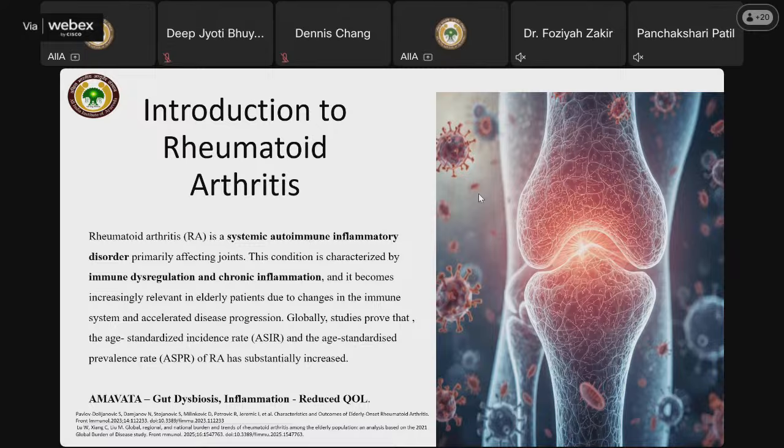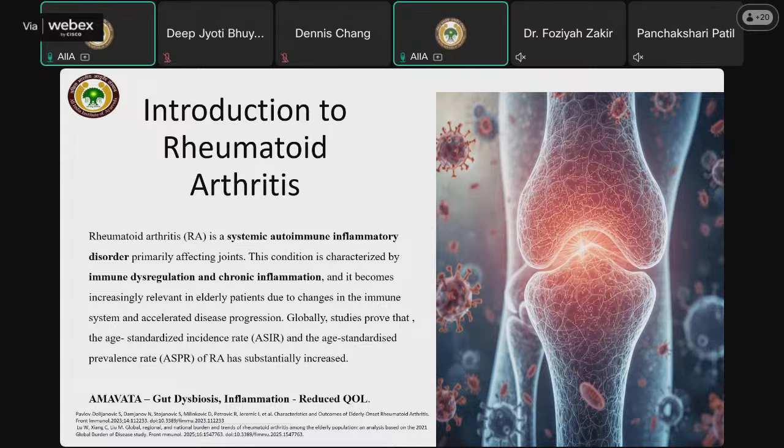So when we specifically speak about rheumatoid arthritis, it's a systemic autoimmune inflammatory disorder primarily affecting the joints, and this condition is characterized by immune dysregulation and chronic inflammation. It's seen that as per the global standard of incidence rate and prevalence rate, RA has substantially increased in elderly population, and RA is becoming one of the major reasons for reducing the quality of life in the aged population who are getting elderly.